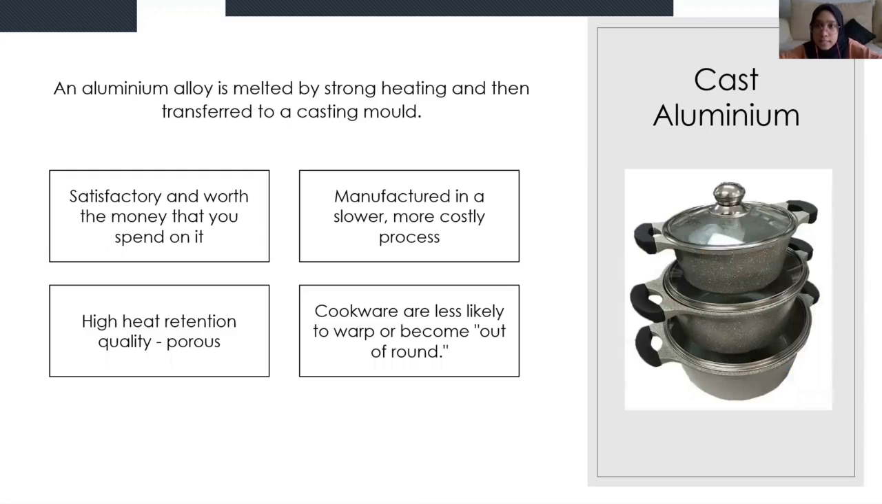Secondly is the cast aluminium, which is of moderate quality. An aluminium alloy is melted by strong heating and then transferred to a casting mold. It is satisfactory and worth the money that you spent on it. It is manufactured in a slower, more costly process, with high heat retention quality, which means it takes a shorter time to cook food and you can eat faster. The cookware is also less likely to warp or become out of round, unless you drop it on the floor, then it will break.